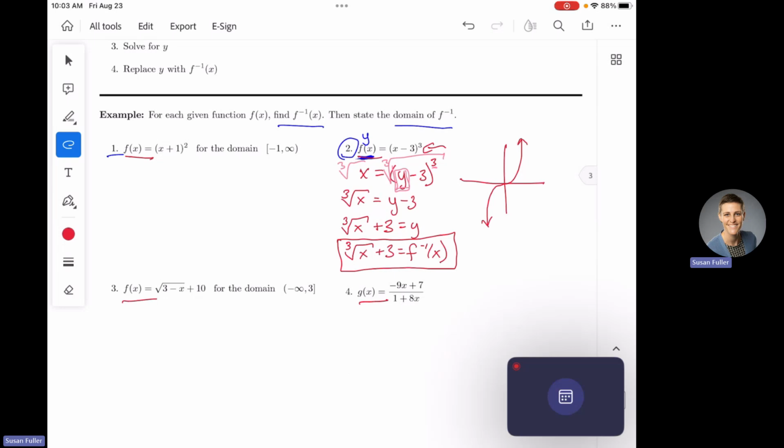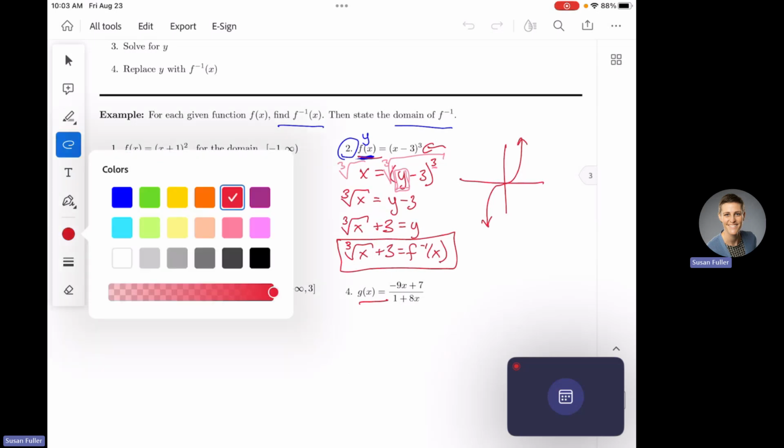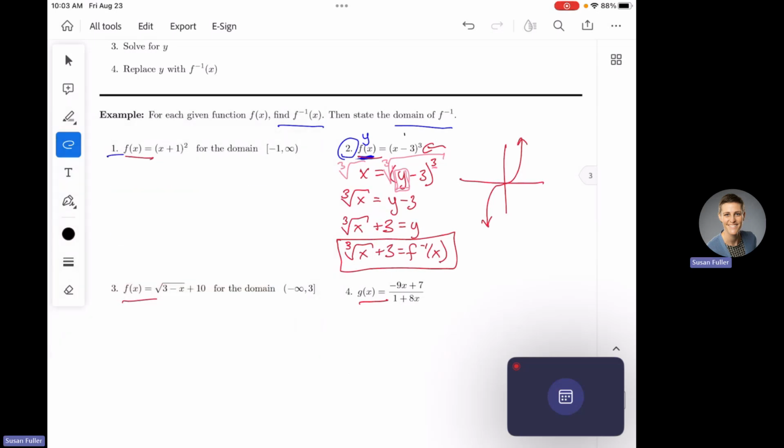And what this minus 3 is going to do here, this minus 3 is going to shift us to the right by 3 units. So it's going to shift us 1, 2, 3 units to the right. This is what my forward function looks like.